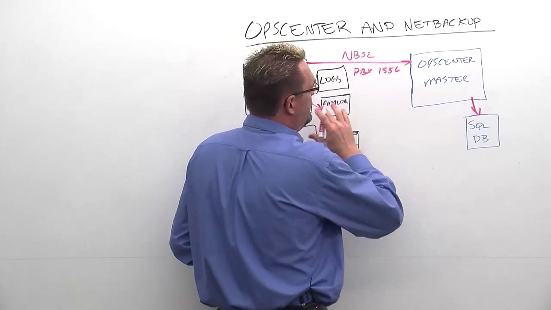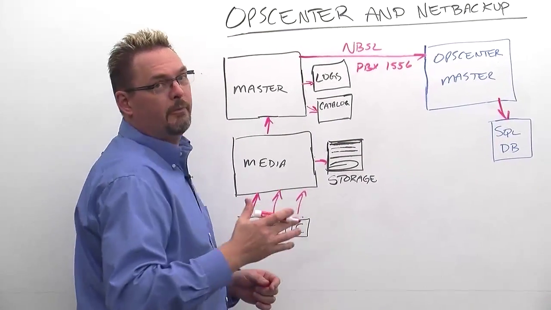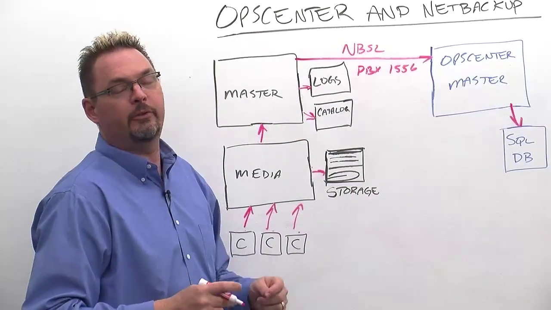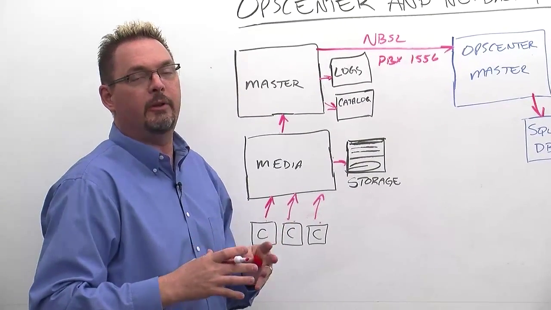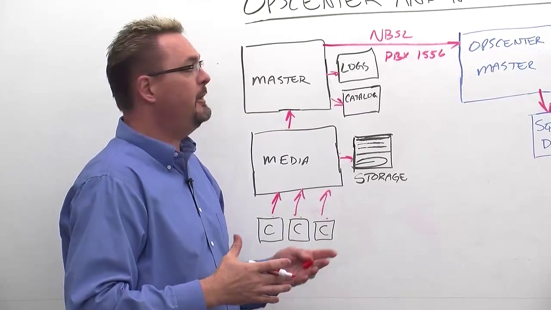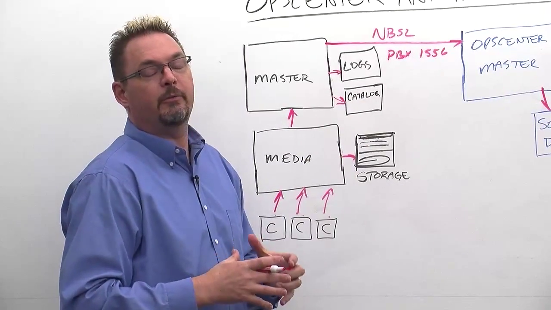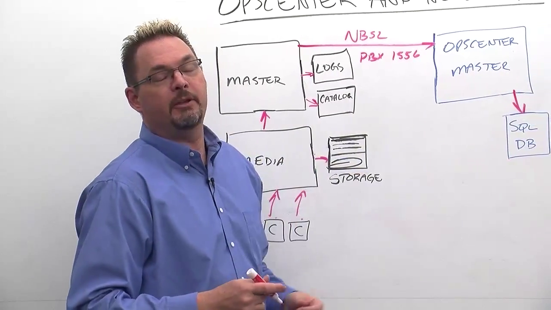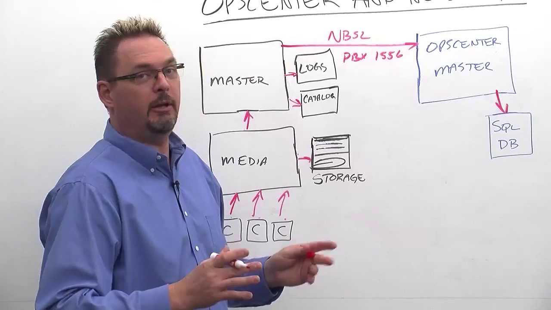So the first point is not all of the information that is stored in the catalog and the log files gets pulled into the SQL database. Only parts of the information from the backup process get pulled in there. For example, the largest piece of the NetBackup catalog is information about the files that were backed up. We don't store that information in the SQL database, so it's not going to get that large.